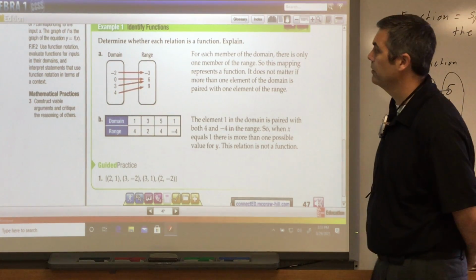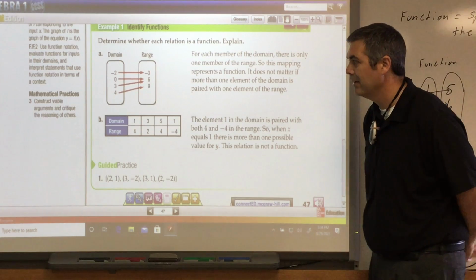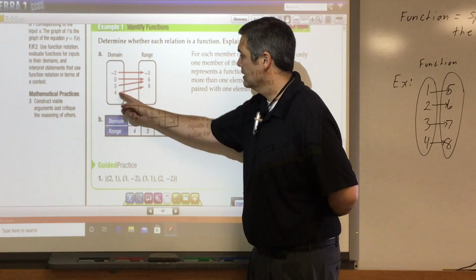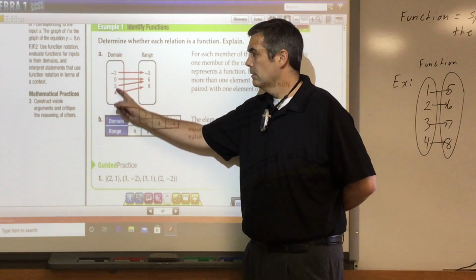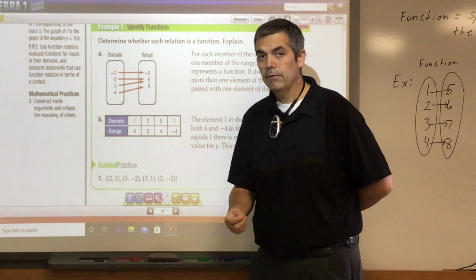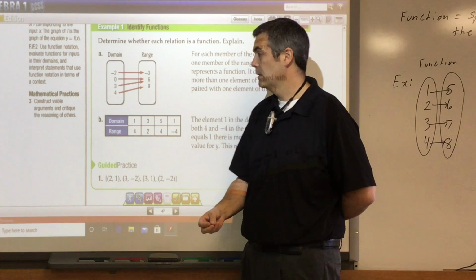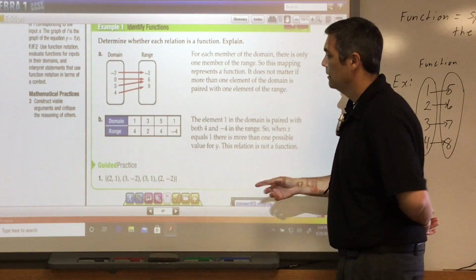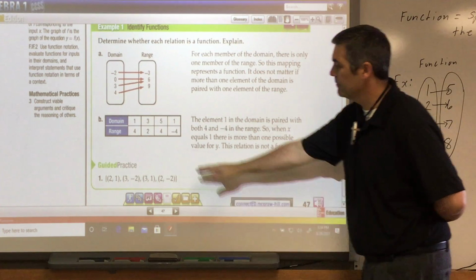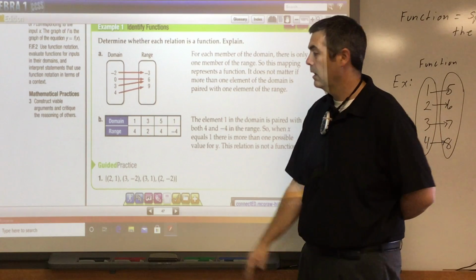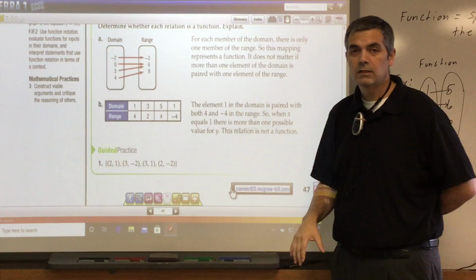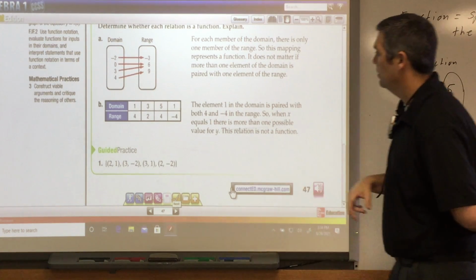Identifying functions. Determine whether each relation is a function and explain why. (-2, -3), (0, 6), (3, 6), (4, 9). But look, none of the x values repeated. The 6 repeated, but again, we don't care if the range repeats, we care if the domain repeats. So this is a function. Here we're going to look: 1, 3, 5, 1. Not a function. I don't even have to look at the range to determine if it's a function or not. I'm looking at the domain. That's the easiest way to look at this. Okay? Moving on.